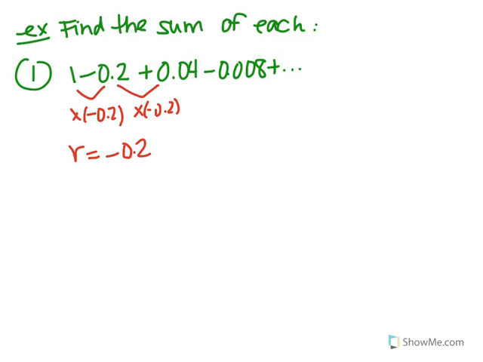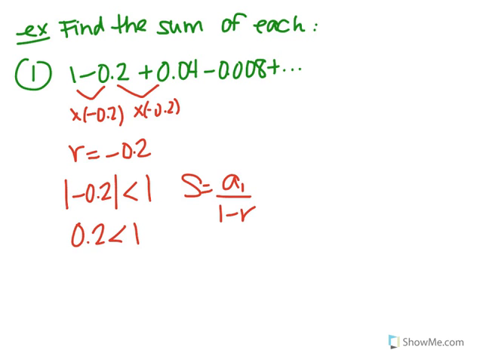So what that means is we're going to try case 1. Is the absolute value of negative 0.2 less than 1? If it is, we're going to use this sum formula, first term over 1 minus r. Well, the absolute value of negative 0.2 is just 0.2, and that's less than 1. So yes, we're going to use this right here.